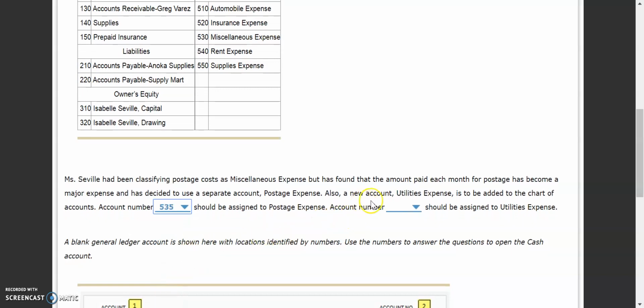Then she says we also need to have a new account called utilities expense. So if we look down here, utilities would technically fall after supplies expense, and since there isn't another one on the end, that means we're going to go by a division of 10. So utilities expense would technically turn into number 560.